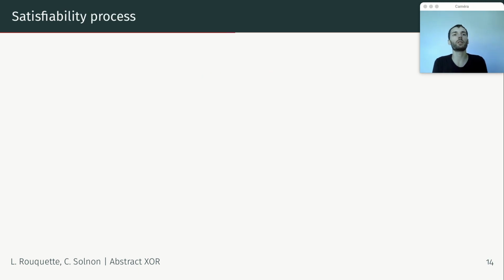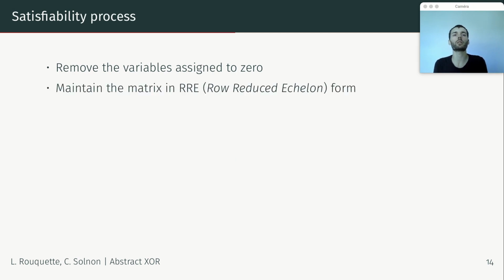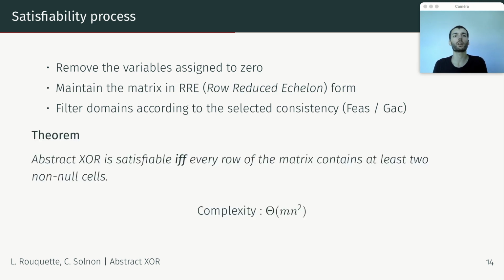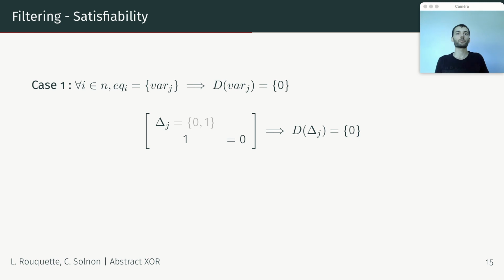The satisfiability problem is done in 3 steps. We remove the variables assigned to 0, we maintain the matrix in RRE form, we filter the domains according to the selected consistency, and finally AbstractXOR is satisfiable if and only if every row of the matrix contains at least 2 non-null cells. The satisfiability problem can be checked in polynomial time.